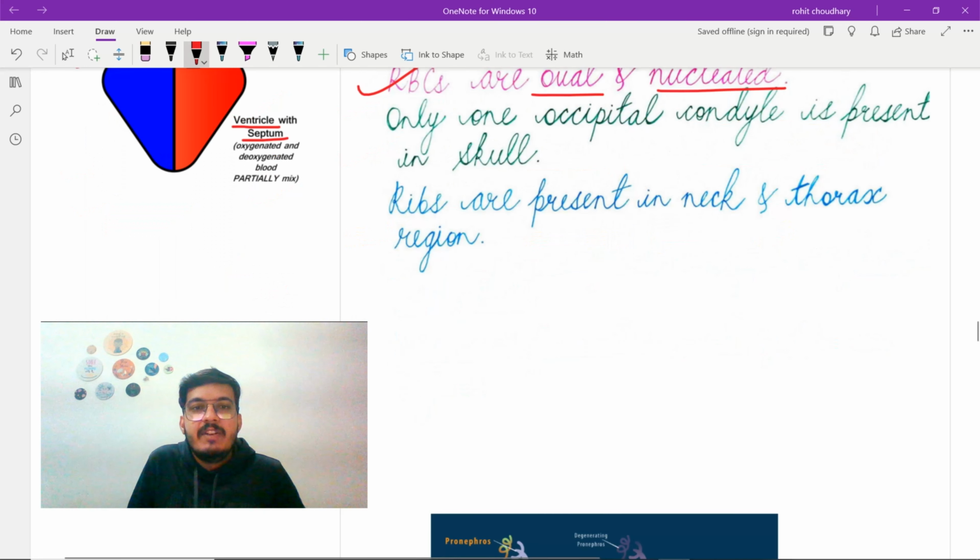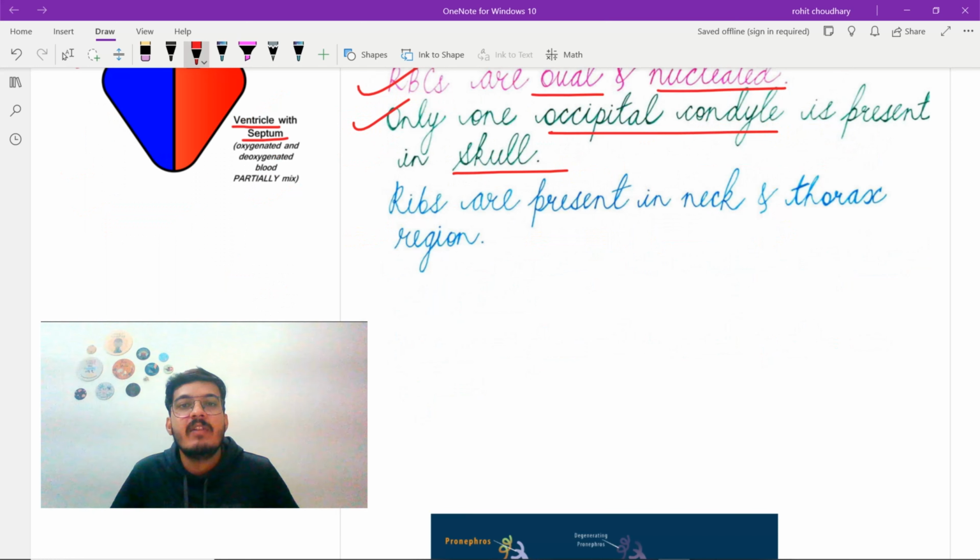The next characteristic feature is only one occipital condyle is present in skull. But in case of amphibians that we have studied, there were present two occipital condyles. The occipital condyle in reptile is a rounded knob-like structure that connects cranium and vertebral column. It is present at the base of the skull and it articulates with the first vertebra. The occipital condyle allows reptiles to move their head up and down, side to side and rotate.